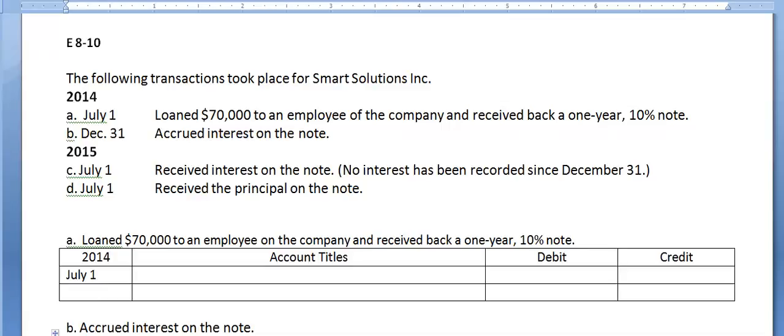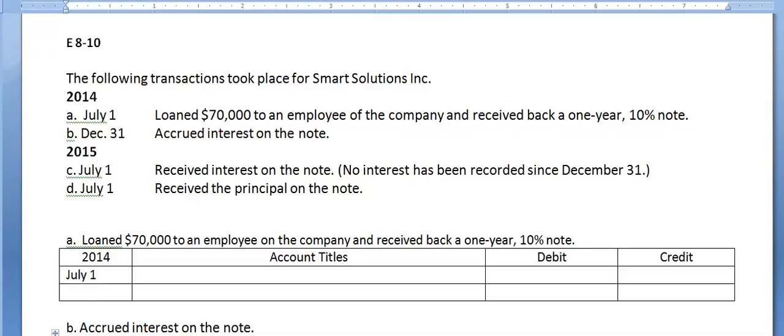There are 4 key events in recording notes receivable. The first is when the note is received, when we establish the notes receivable. The second is when we accrue interest before preparing financial statements to record interest earned. And the third and fourth situations occur simultaneously, and that's when we receive interest and principal at maturity date, the day that the note is due.